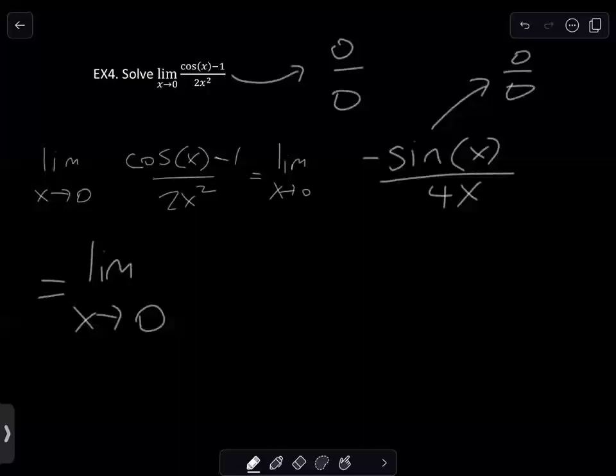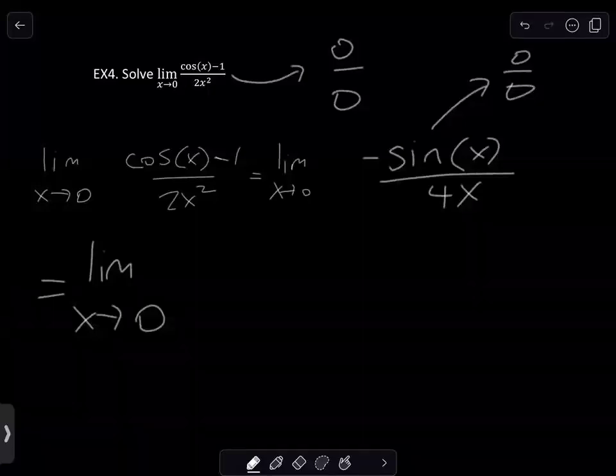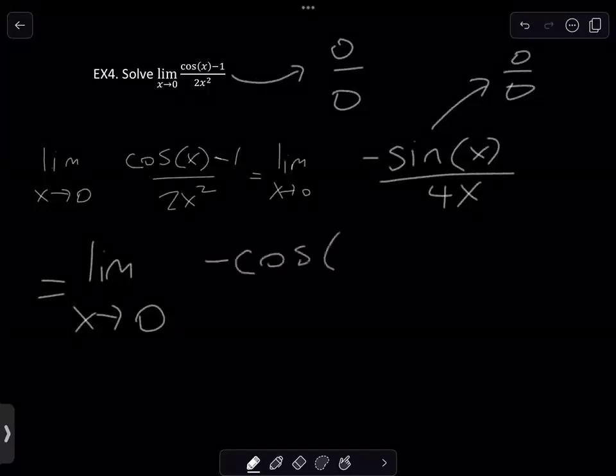It's going to be the limit as x approaches 0 of, differentiate the numerator. It's going to give us minus cosine of x. The derivative of sine is cosine, and then you just have a minus sign in front of it, so it's minus cosine. And then the derivative of 4x is going to be 4.